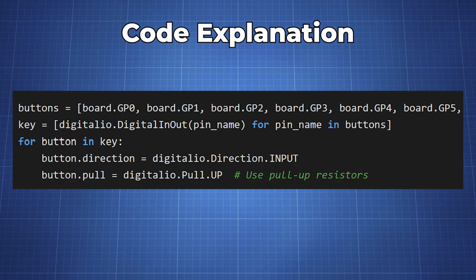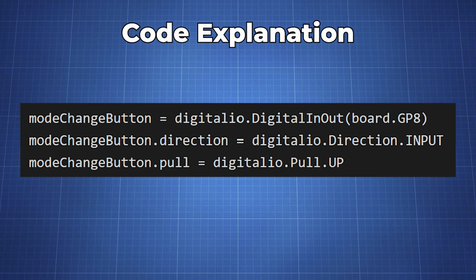So first we'll create a button definition, which will just be a list of the GPIO pins that we need to create the buttons. Then we will set it as a digital in-out, and each button pin is set up as a digital input. And then for the pull-up resistors, the buttons are configured to use internal pull-up resistors, which means they will read high when not pressed and low when pressed. For the mode change button, it is a similar setup which we have done for the buttons on top.